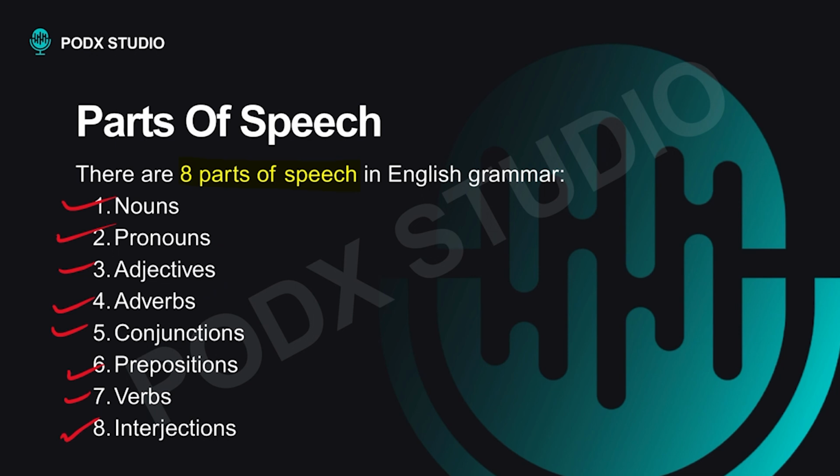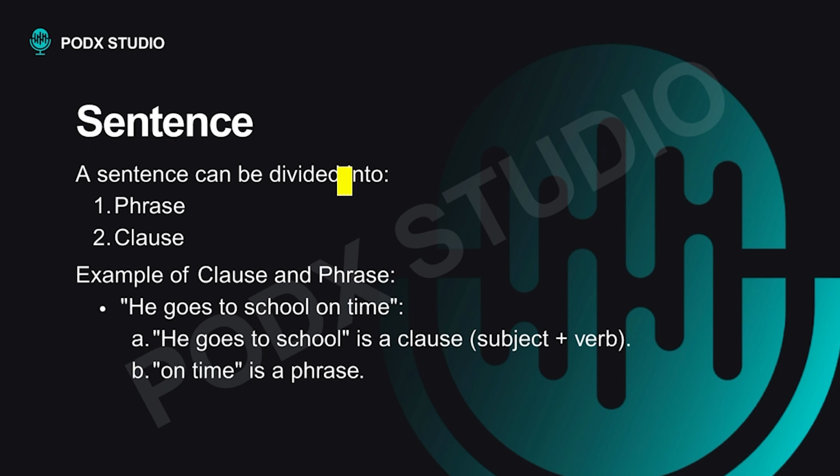Now let's move further. What is a sentence? You can say a sentence starts with a capital letter and ends with a full stop. That is called a sentence, and it is divided into phrase and clause. Let me tell you what a clause is. A clause is a group of words having a subject and verb. You can say that it is a combination of subject plus verb, and it can give a meaningful sense and cannot give a meaningful sense. We will cover it in upcoming slides.